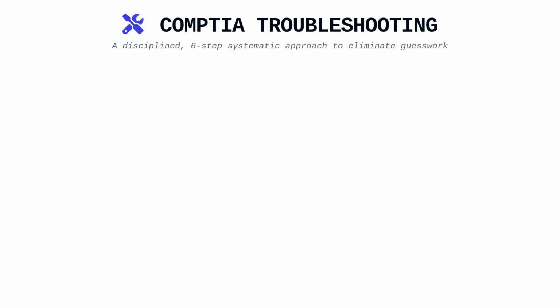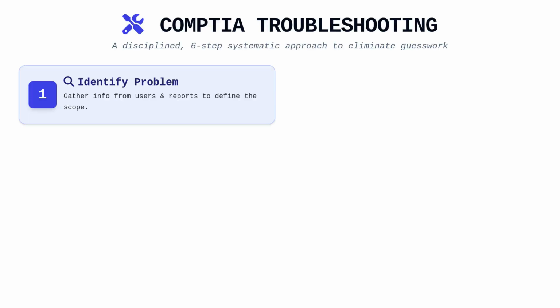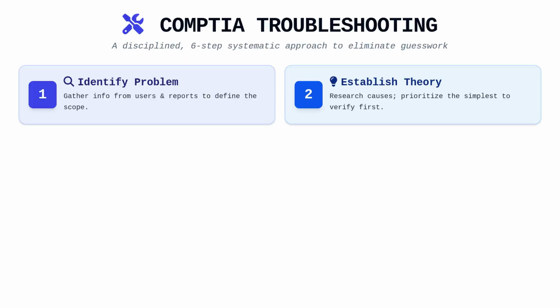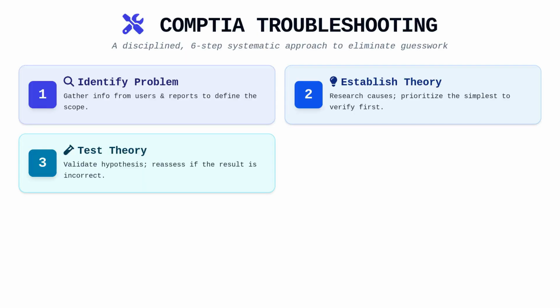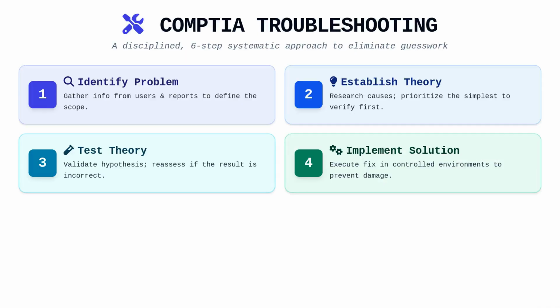Effective troubleshooting is rarely about guesswork. It is a disciplined, step-by-step process that systematically narrows the scope of a problem. CompTIA demands that you adhere to the 6-step methodology, starting with identifying the problem through information gathering and user reporting. Once the issue is defined, we establish a theory of probable cause, prioritizing those that are simplest to verify first. Testing that theory follows immediately, and if our hypothesis proves incorrect, we reassess and consider alternative causes.